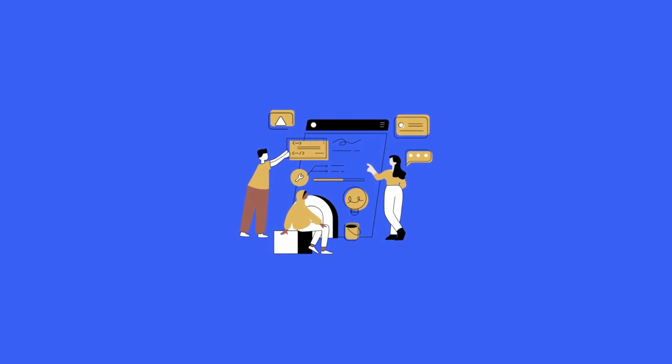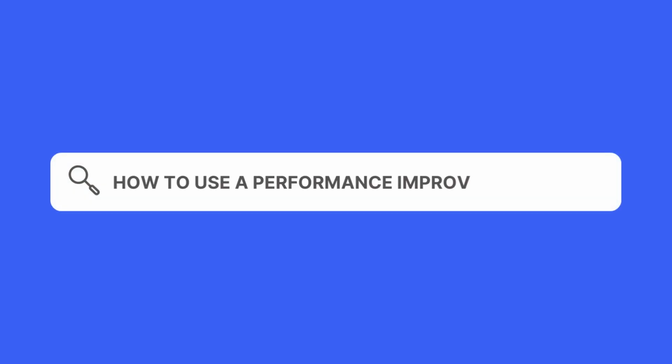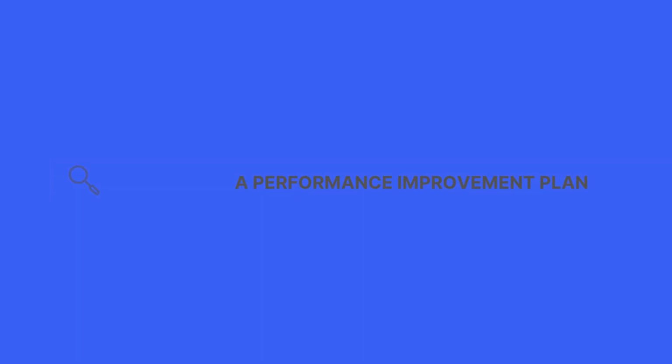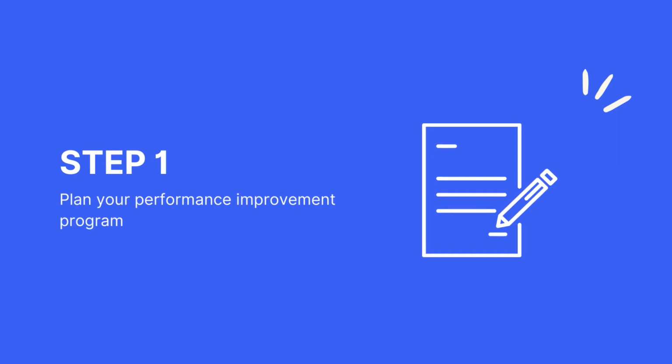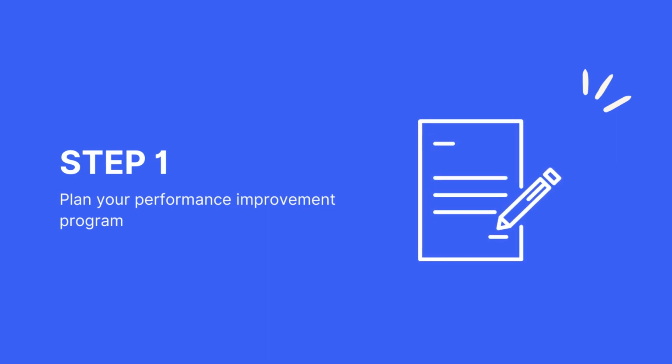To use our free PIP, follow these steps. Download our PIP from the Carepatron platform, which you can find in the link in the description. Plan your performance improvement program. Use the template to document the areas that require improvement. Be sure to include specific goals, measurable outcomes, steps for achieving them, and a timeline for completion.